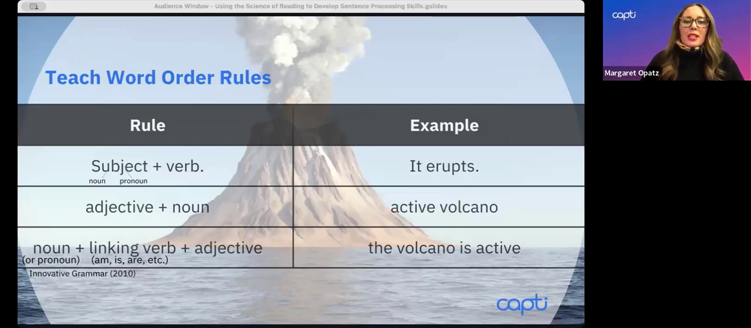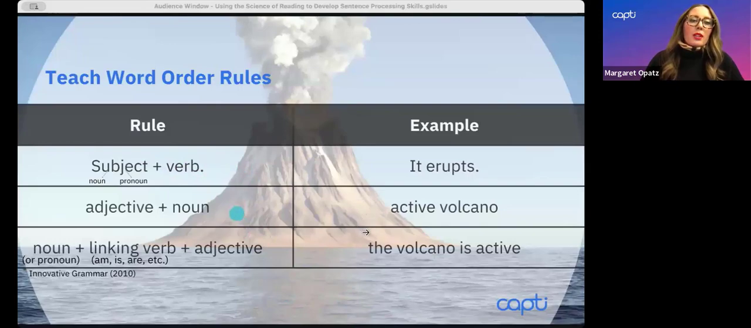But you can differentiate, if you're teaching word order rules, to the content area that you're focused on. If you're teaching in a fifth grade classroom and your content is volcanoes for that unit, you can focus on that to support students in learning not just the word order rules, but also some content as well. So, okay, I said you could teach subject plus verb. That is one way that word order rules work within a sentence.